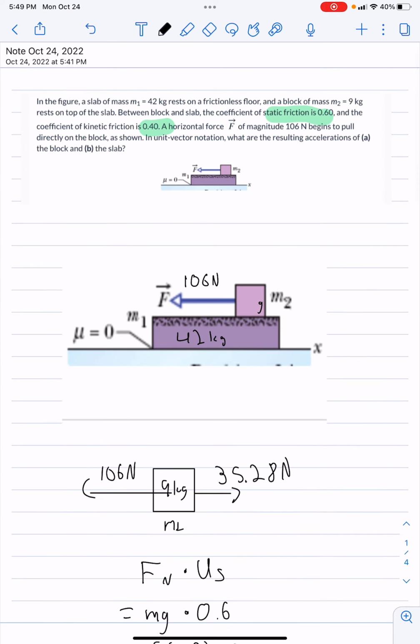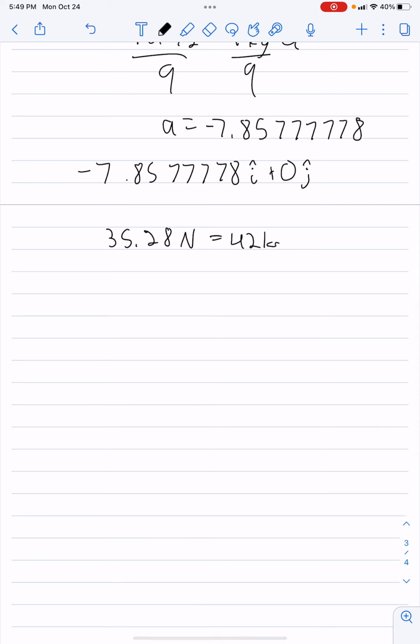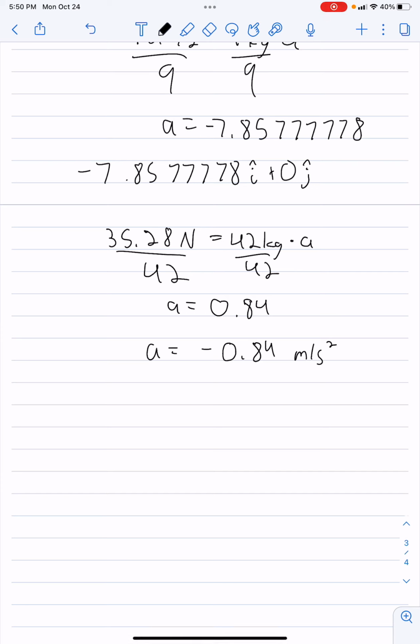times its acceleration. In this case, its mass is 42 kilograms times A. So we divide both sides by 42, and we get A equals 35.28 divided by 42, 0.84. And again, depending on if you're doing this for homework and submitting it on a program that does auto-generated numbers, it may want you to do negative 0.84 meters per second squared because we're moving to the left. And this is the answer for part B.